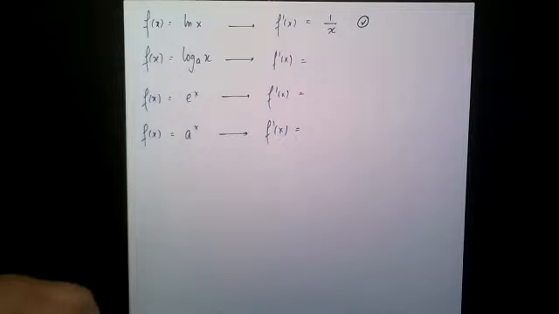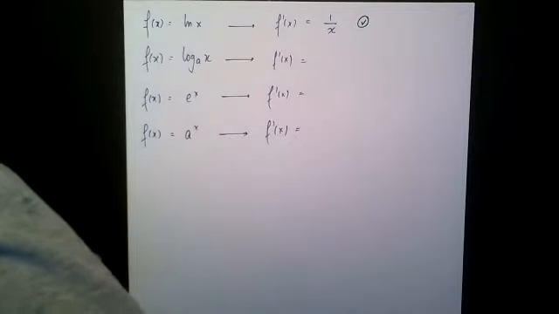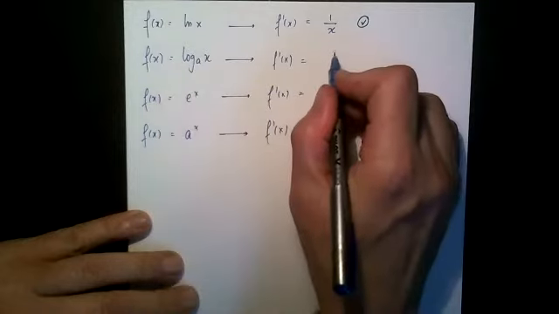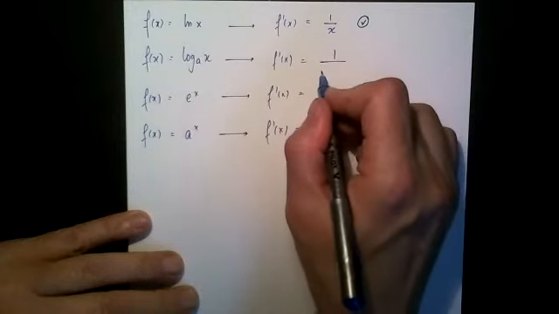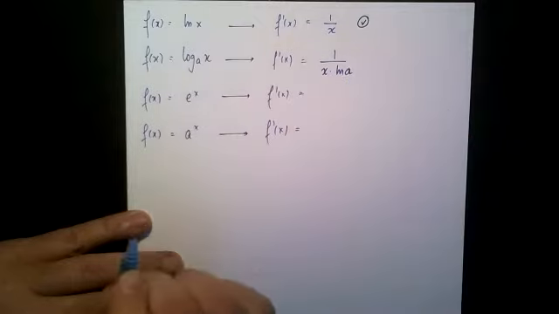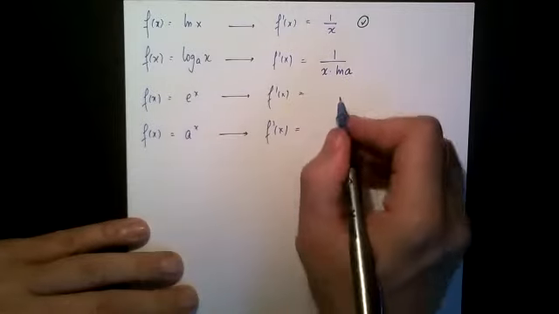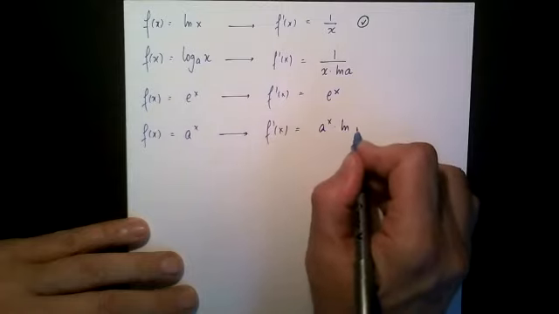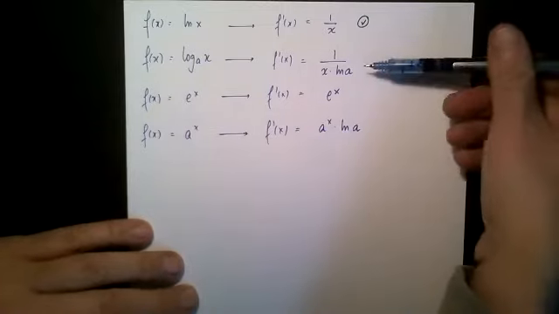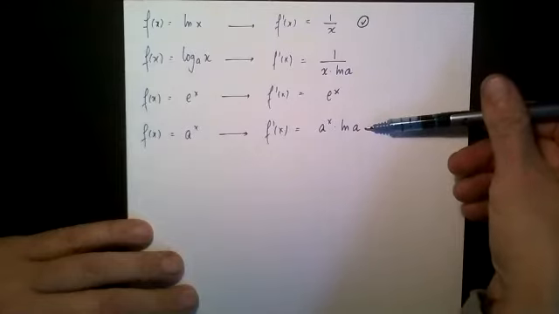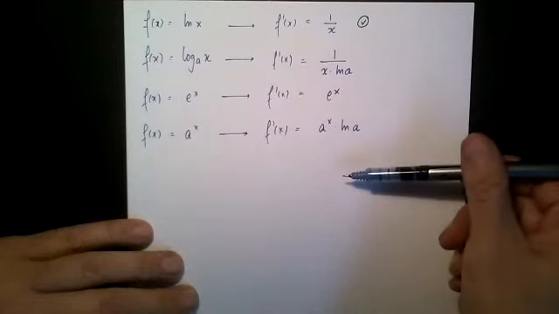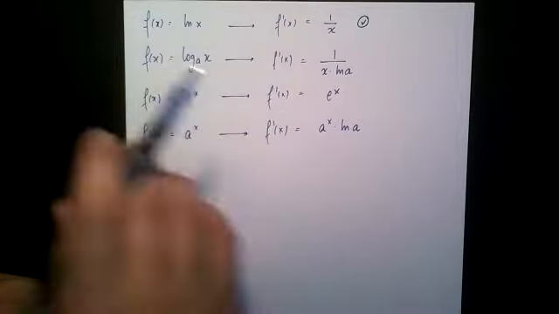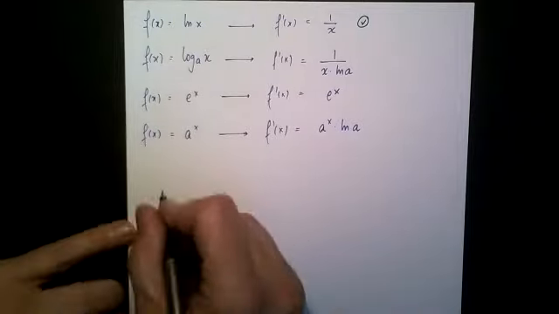And log in base a of x, so this we didn't prove yet, but I wrote down that it was equal to 1 over x ln a. Then e to the x, the derivative was e to the x, and a to the x, derivative was a to the x times ln a. Okay, so we need at this point to prove these 3, and then we're going to do a few examples on how to apply everything with the chain rule, product rule, and everything mixed together now. Okay, so let's prove.